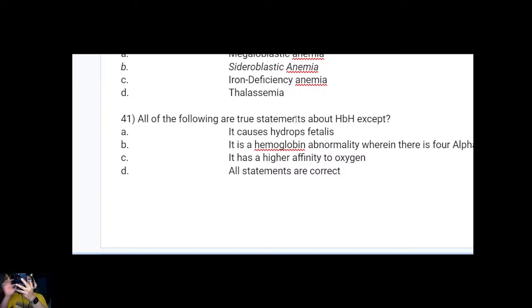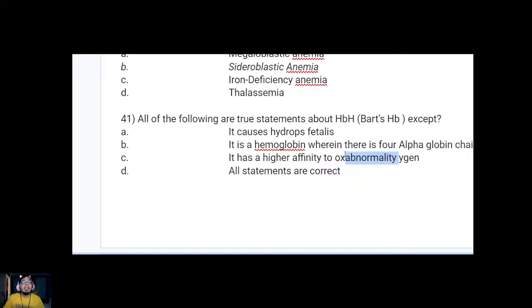I think everybody was able to answer this one correctly. I love it. All statements are correct. It causes hydrops fetalis. This, by the way, is known as Bart's hemoglobin. Abnormality in all alpha chains. It could be the beta chains, on all four beta chains. Okay? Could be either or, alpha or beta.